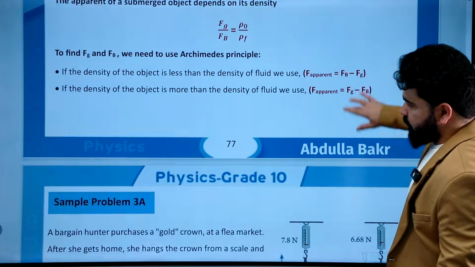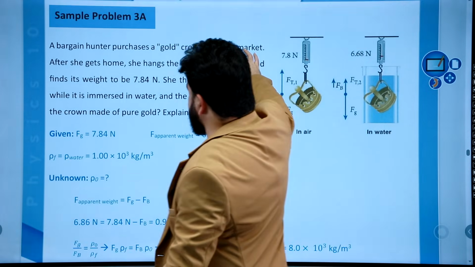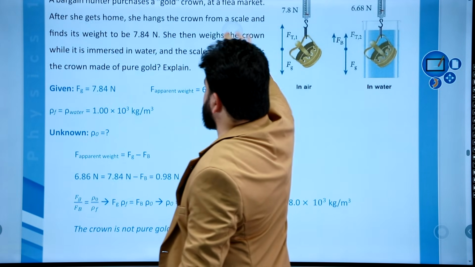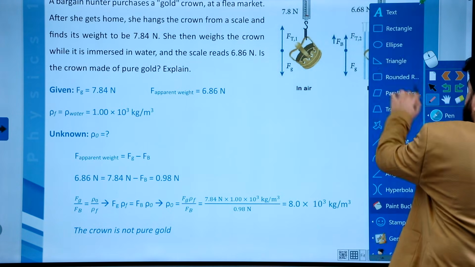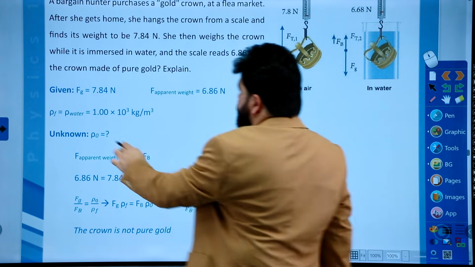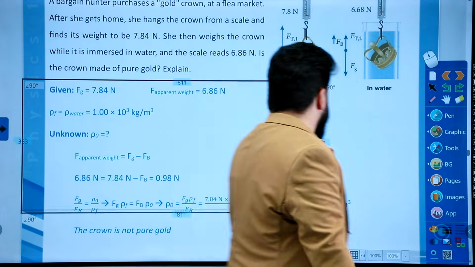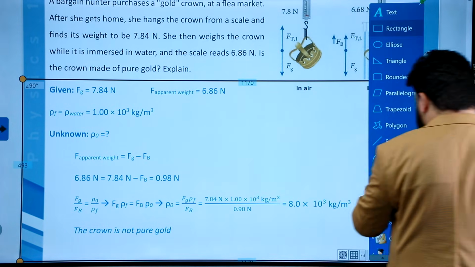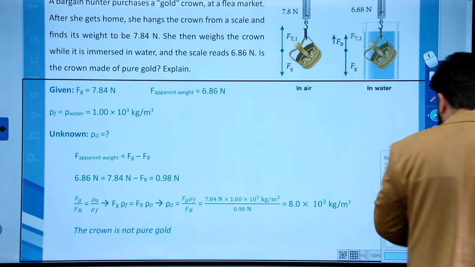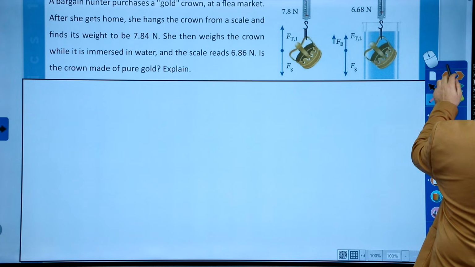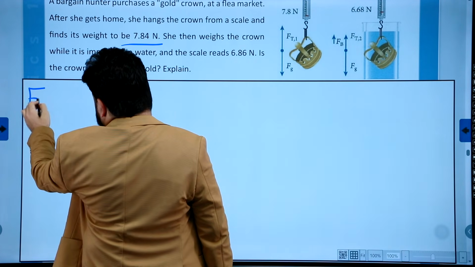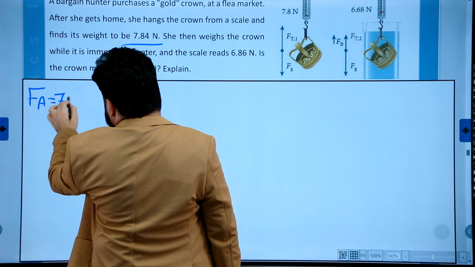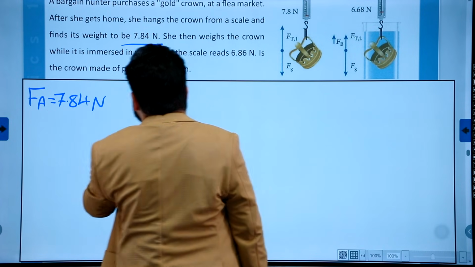Okay, so let's move on. Let's solve this question. A bargain hunter purchases a gold crown. She weighs the crown first in the air. It doesn't say in water, so that weight is going to be 7.84 newtons.